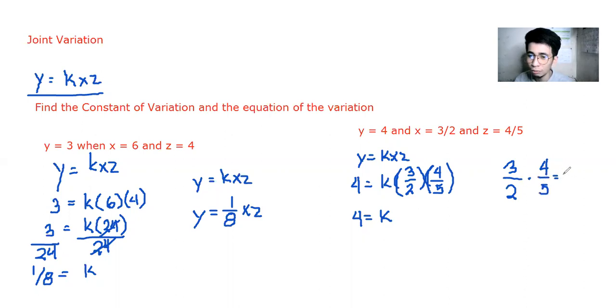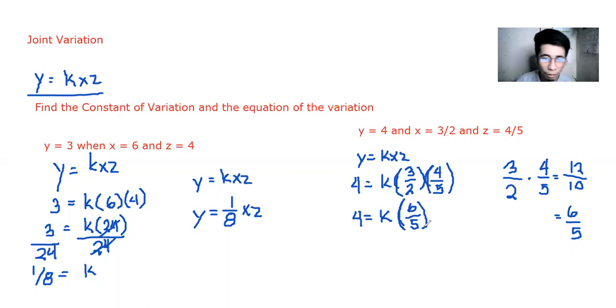So, numerator to numerator, 3 times 4, that is 12. Then, 2 times 5, that is 10. So, simplify natin sa lowest term, magkakaroon tayo ng 6 over 5. Okay? So, magkakaroon tayo ng K is equals to 6 over 5. Yan, 6 over 5. Okay?